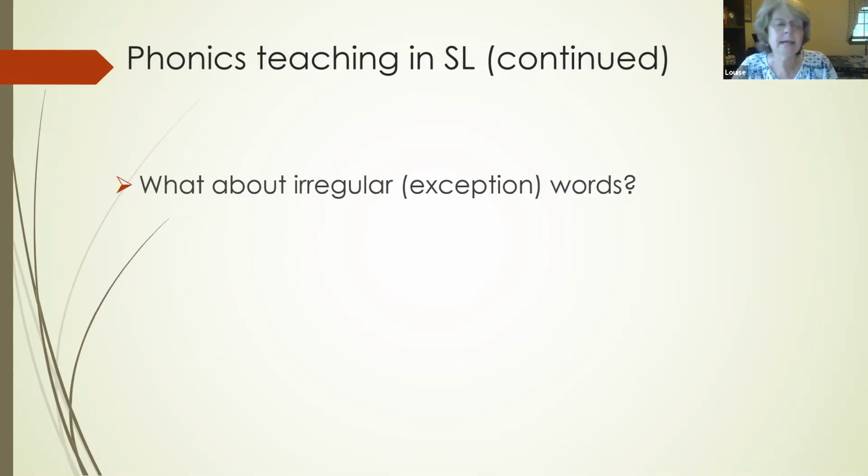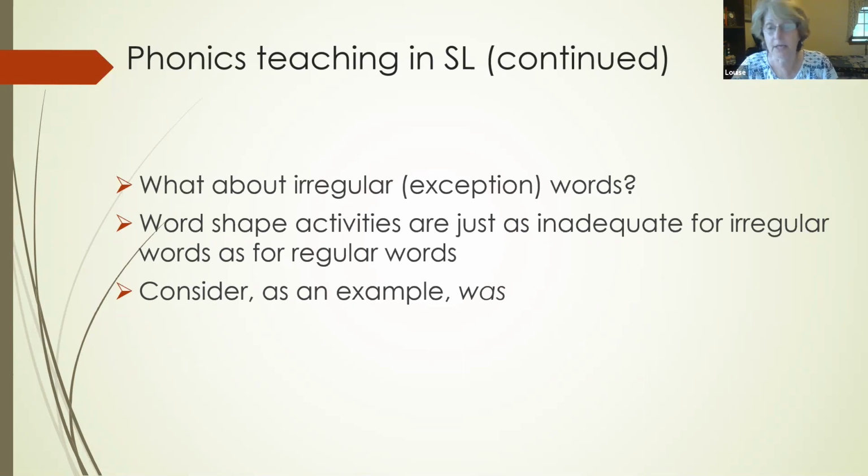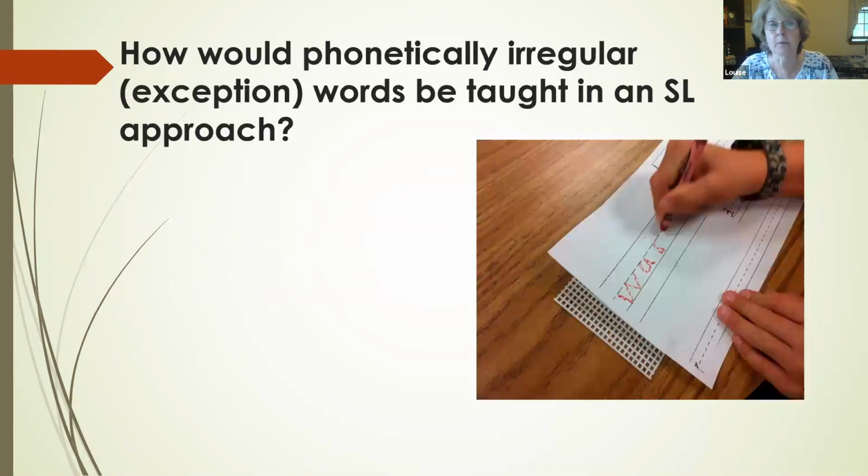Now, English certainly has irregular words, exception words. So what about those? Those word shape activities are just as inadequate for irregular as for regular words. So let's consider a word like "was" as a sample irregular word. How would you teach "was" in a structured literacy approach?